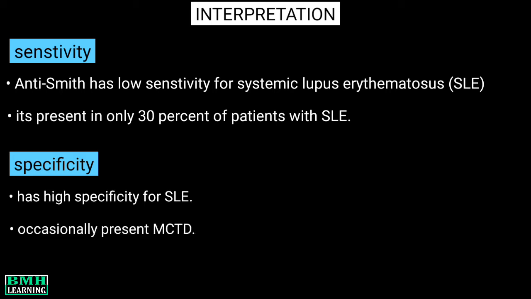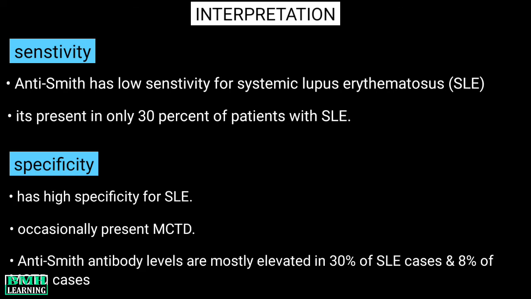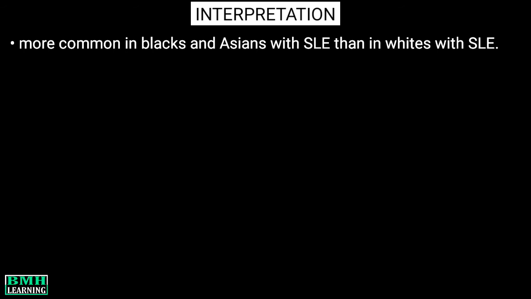It is only occasionally present in mixed connective tissue disease. So you must remember here, the antibody is very specific because it's found specifically in lupus mostly. Having said that, anti-Smith antibody levels are mostly elevated in 30% of systemic lupus erythematosus cases and 8% of mixed connective tissue disease cases. Anti-Smith antibody is more common in blacks and Asians with SLE than in whites with SLE.